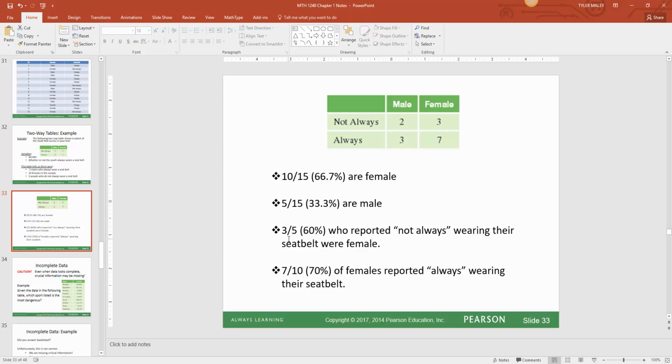If we look at the ones who said not always, 3 out of 5 total who reported not always were female. So the majority of people identifying not always were female in this case, 60%. And then lastly, 7 out of 10, or 70%, of the females reported always wearing their seatbelt.